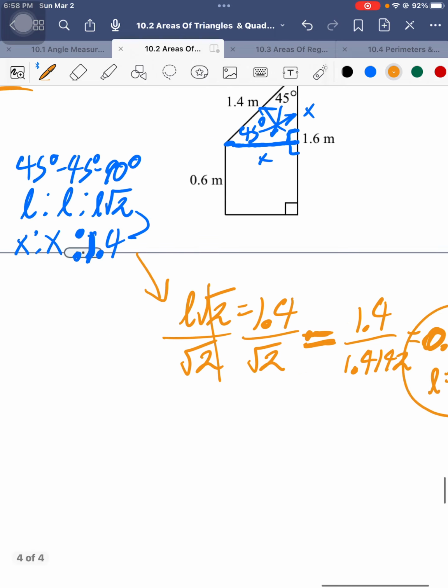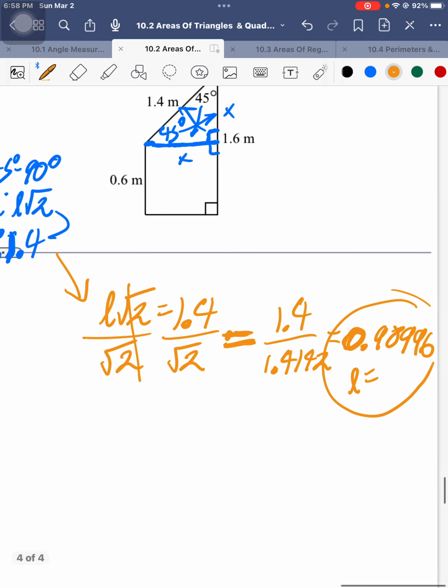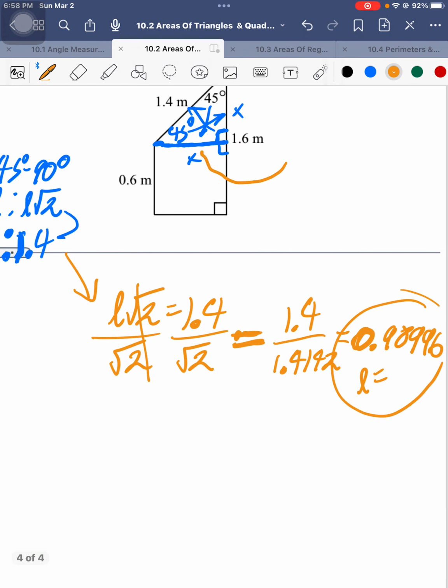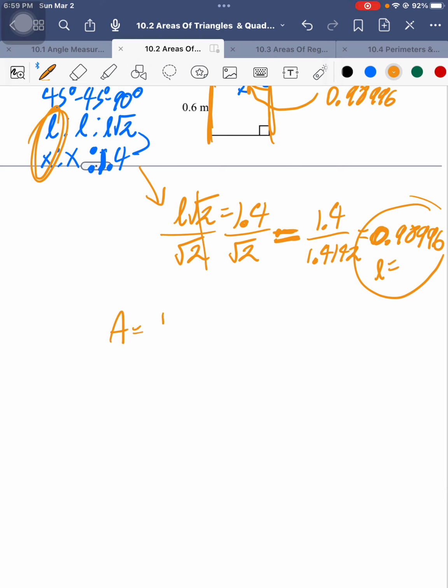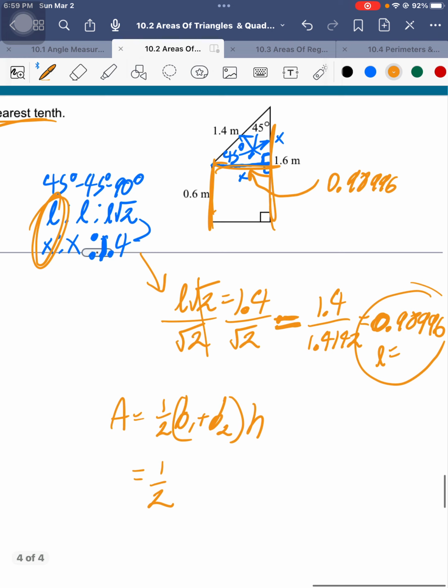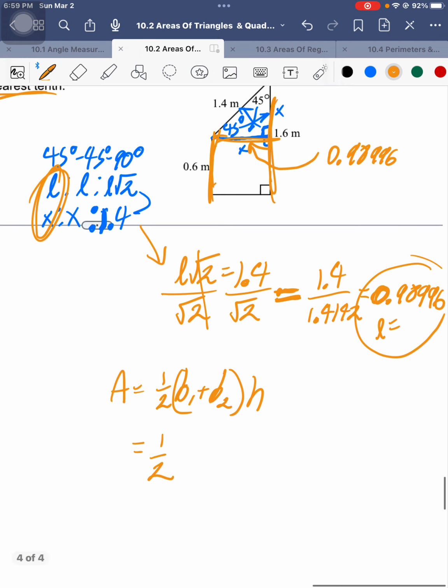So now, if my L is equal to this, then what's my x equal to? Also this. So that means this height right here is 0.98996. So now I have my two bases and I have my height. So now let's do the area of a trapezoid. Half base 1 plus base 2 times height. So half. My base 1 is 0.6 and my other base is 1.6. So that should be what, 2.2?